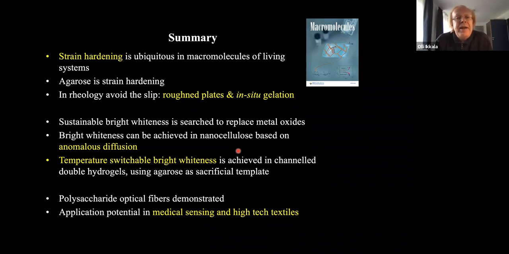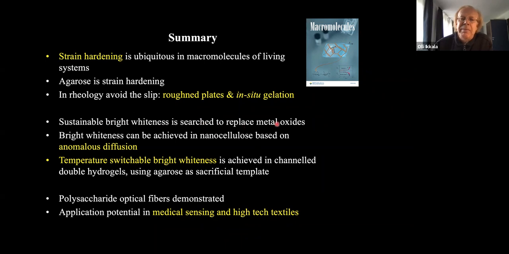So strain hardening, which was the thing I first described, is very general in macromolecules of living systems. Then we studied very carefully agarose strain hardening, and we showed that if one wants to reveal the strain hardening, one has to avoid the slip. And this is really difficult. One way is to use roughened plates and in situ gelation. What we think is that if people go back to the old polysaccharide research, one could find that very many new polysaccharides are found to be strain hardening, and in this sense also interesting for biomedical applications.